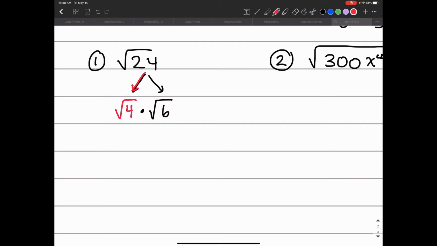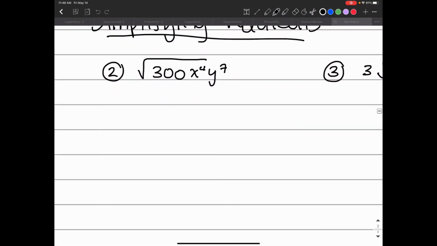The square root of 4 I know is 2, so really this is 2 square roots of 6. I can't break down the square root of 6 any further. There's no perfect squares inside of 6, so this is my final simplified answer. There's nothing being squared inside there anymore, no factors that are squared.